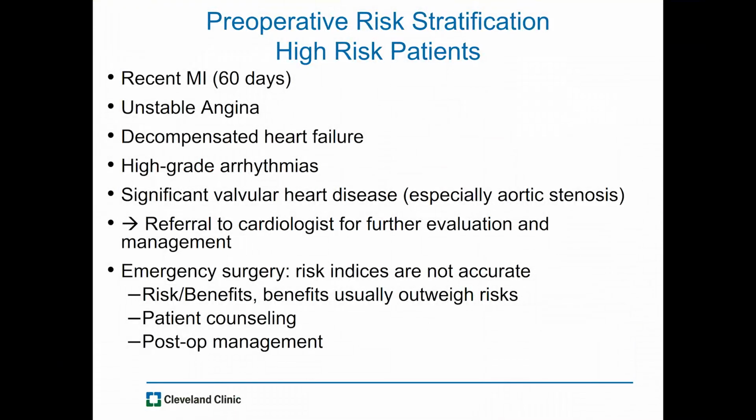One group to keep in mind are high-risk cardiac patients, and those are patients who had a recent MI within 60 days, or unstable angina, decompensated heart failure, high-grade arrhythmias, or significant valvular heart disease, like I discussed before, especially aortic stenosis. Those are patients you really want to discuss with a cardiologist for further evaluation and management. However, in emergency surgery, when these risk indices are not accurate, you just have to weigh risks and benefits. And usually in patients needing emergency surgery, the benefits of surgery outweigh the risks. You can still counsel the patient, and in terms of post-op management, those patients at higher risk should be more closely watched.